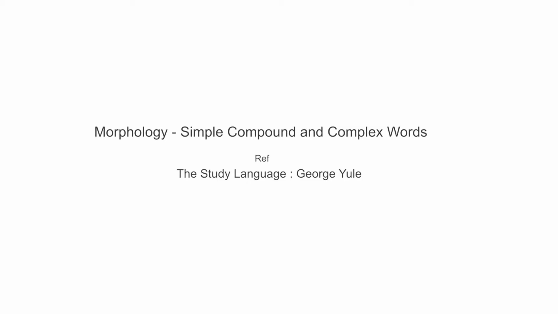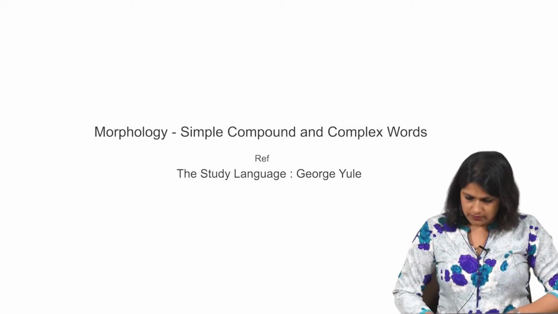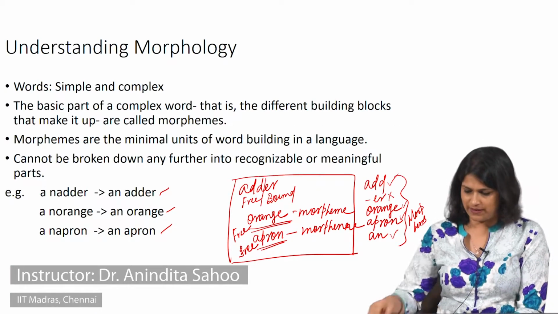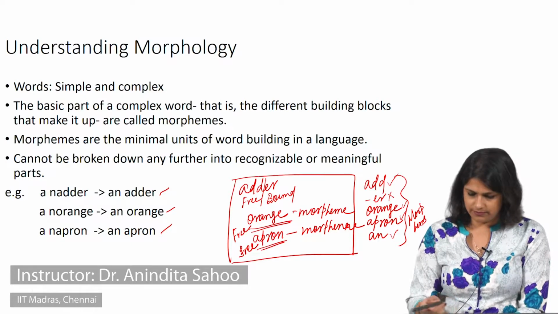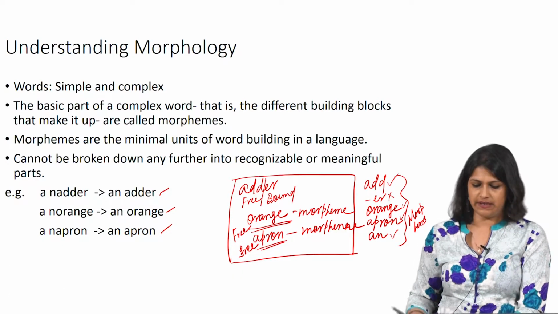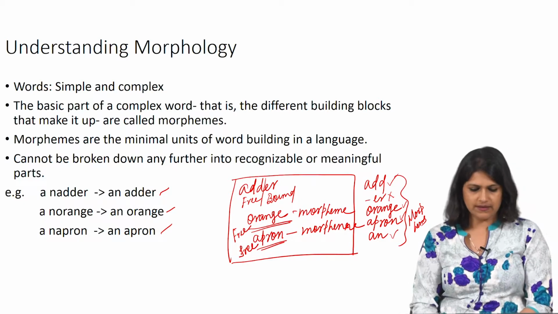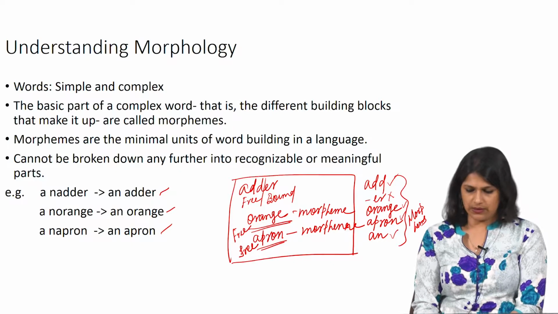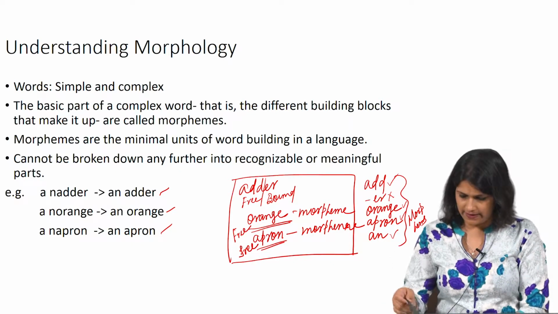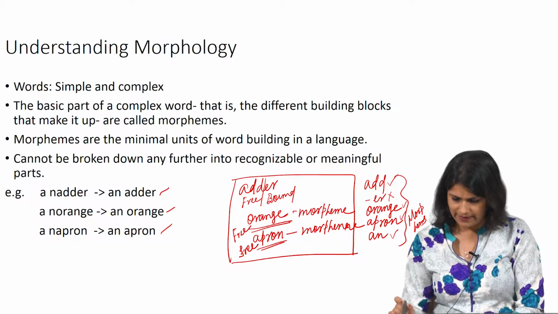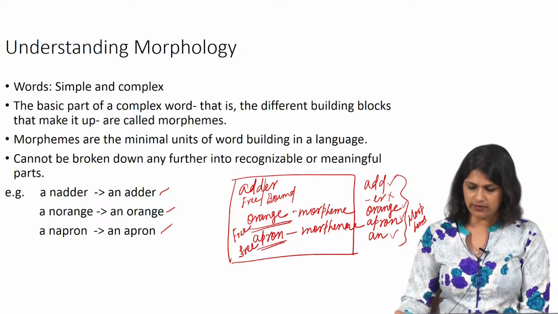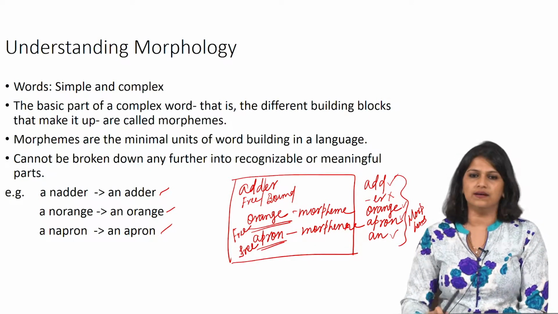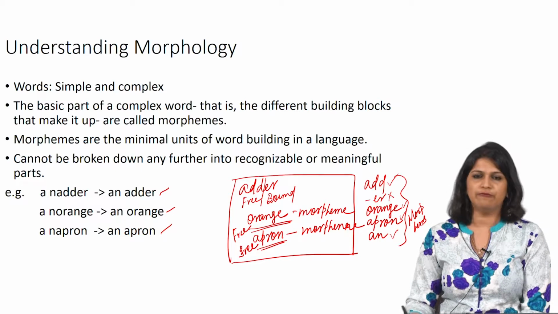Okay. We were talking about the logical relation between a word and a morpheme. So, look at the work that has been done here. We considered words like an adder, an orange, an apron. Here we identified the morphemes present: add, orange, apron and an. And out of these, only er is not a word and the rest 4 are words.